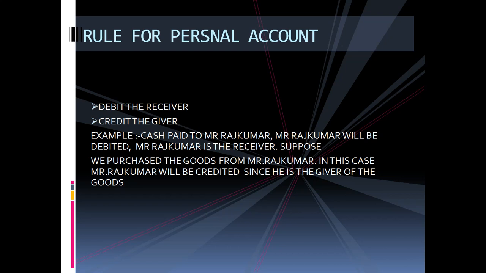Here an example is also given. Cash paid to Mr. Rajkumar. Here Mr. Rajkumar will be debited, as Mr. Rajkumar is the receiver. Suppose we purchase goods from Mr. Rajkumar. In this case Mr. Rajkumar will be credited since he is the giver of the goods.